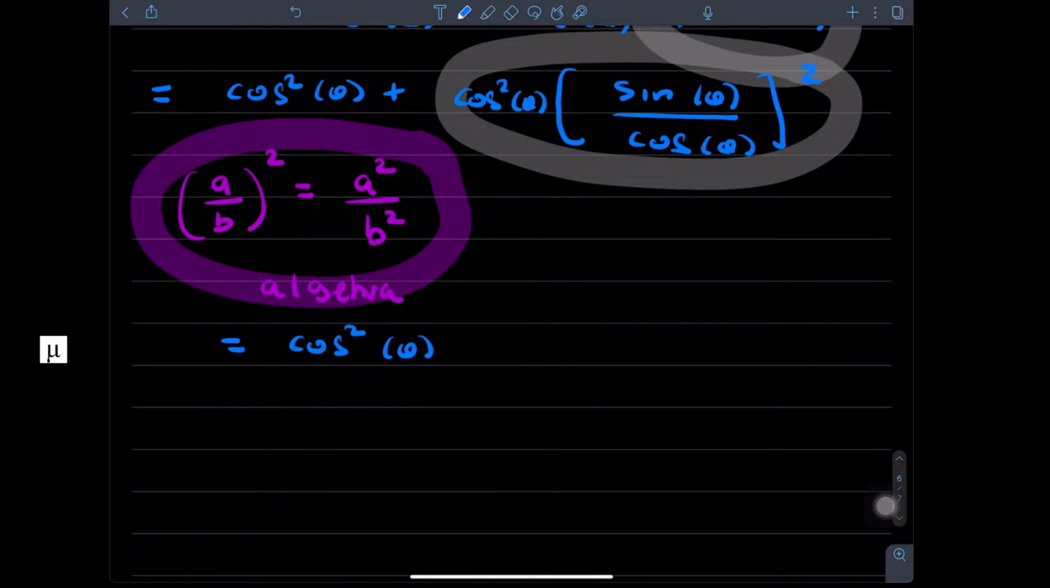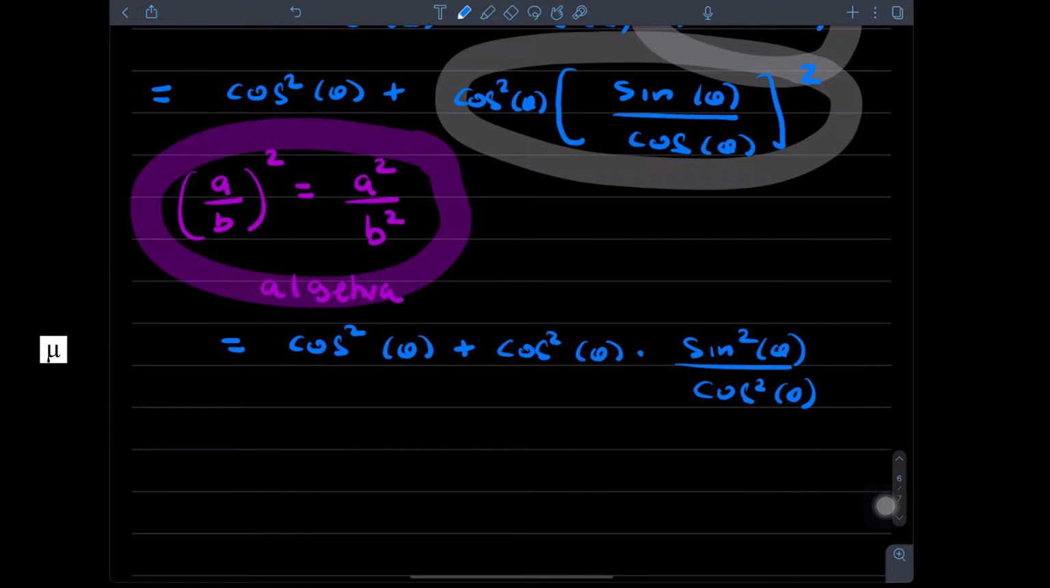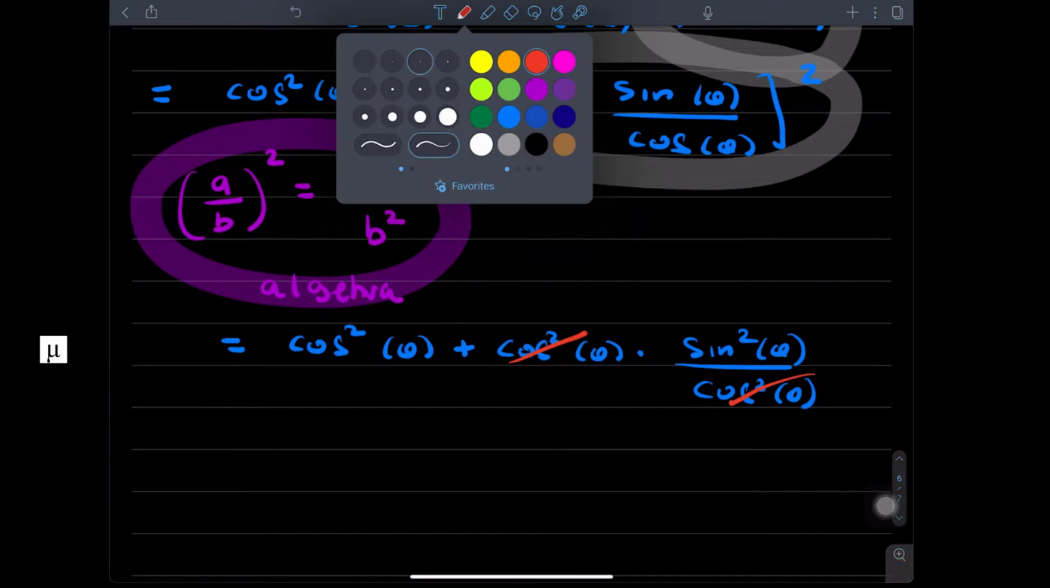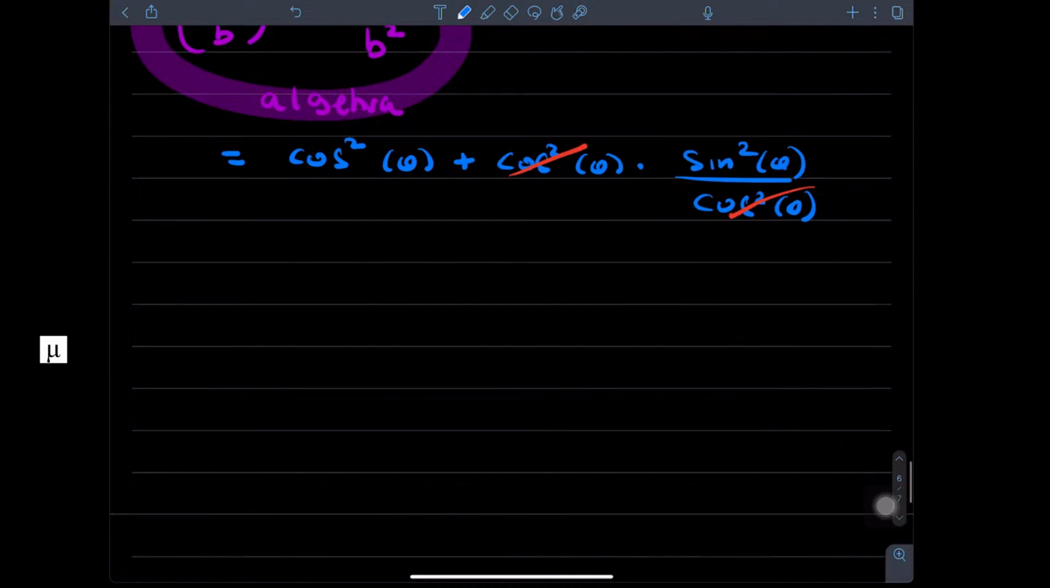So what's this going to be? Plus what? Cosine squared theta times sine squared theta over what? Cosine squared theta. Is that true? What do you guys notice? Gone, gone. Is that right? So this equals what? Cosine squared theta plus what? Sine squared theta. Because we have that cancellation property.